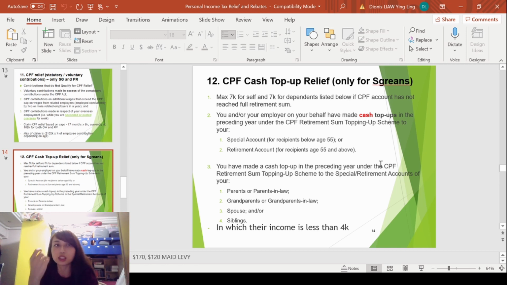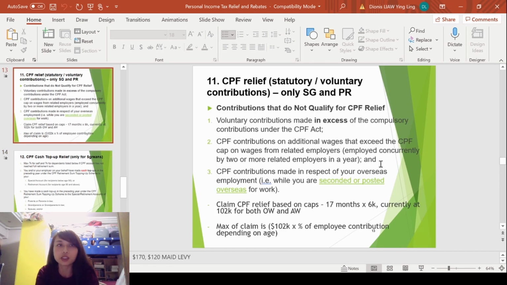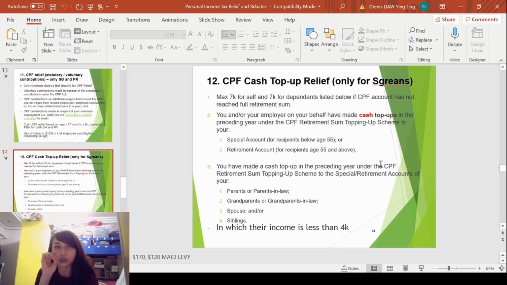So is this only for Singaporeans? Previously the CPF relief is for both Singaporeans and PR. This one is only for Singaporeans. So it is to encourage Singaporeans to plan for their retirement. So the max you can claim is $7,000 for yourself and $7,000 for one dependent. Okay, this is only applicable if your CPF account has not reached the full retirement sum. The full retirement sum is determined based on different years, so you need to go and check the CPF website.